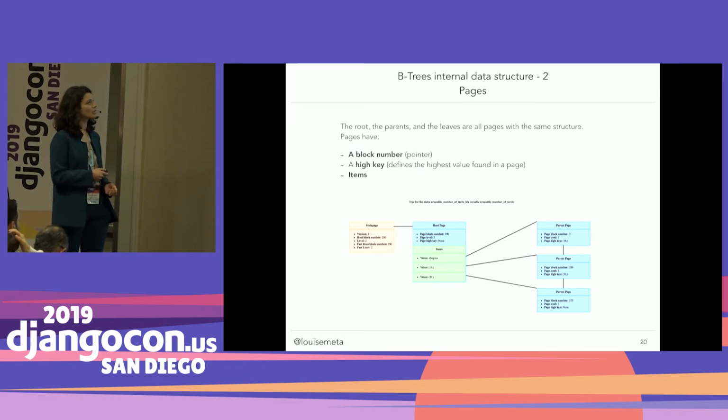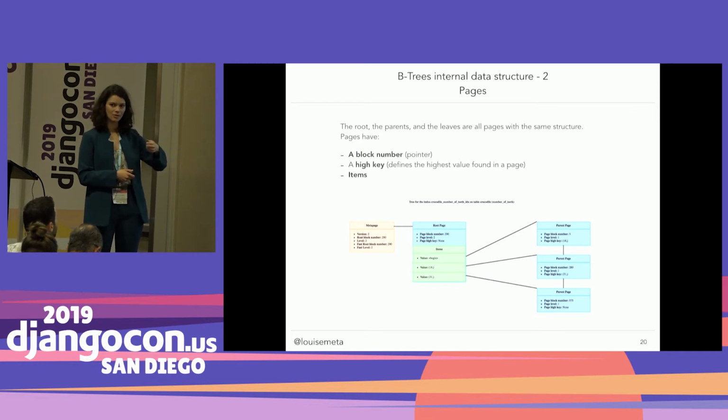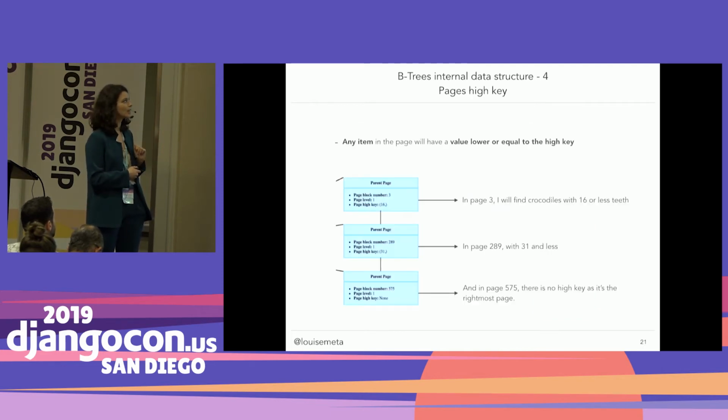It contains a block number that is going to be used for the pointer. It's going to define a high key. And what is a high key? Basically, in that page, any item will have a value lower or equal to the high key. And then it has items, and we'll go through items later.